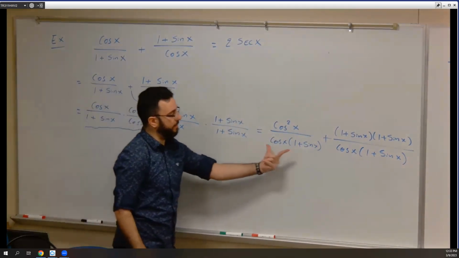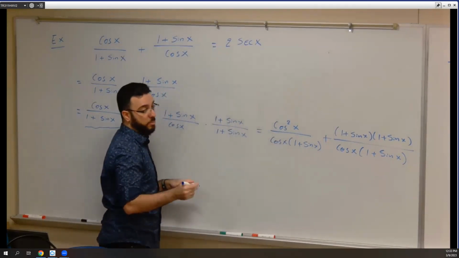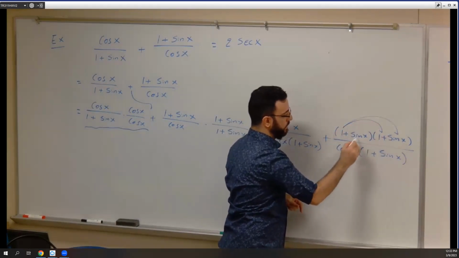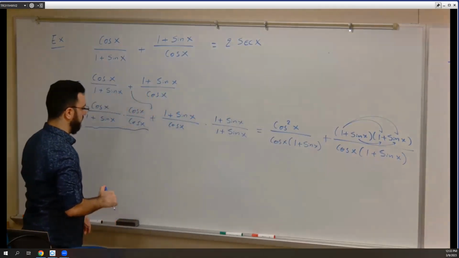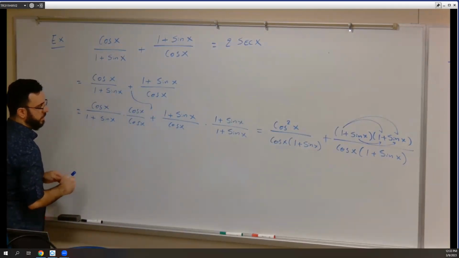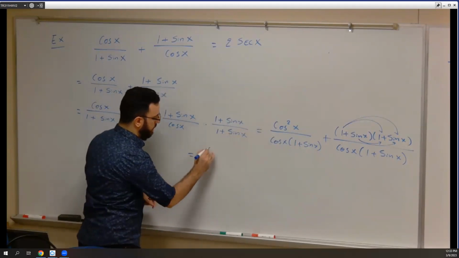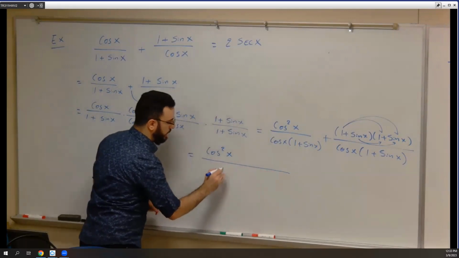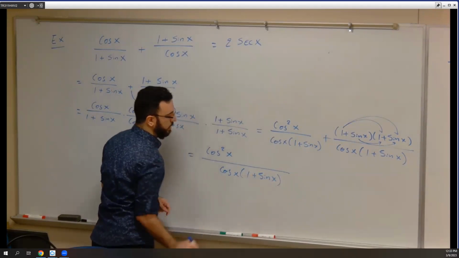Now here's my goal. I have the same denominator. Now can I add? Yes or no? But don't forget, you have to distribute here. Let's check the next step. What's here? Look. Cosine square x, and here is cosine x, 1 plus sine x.